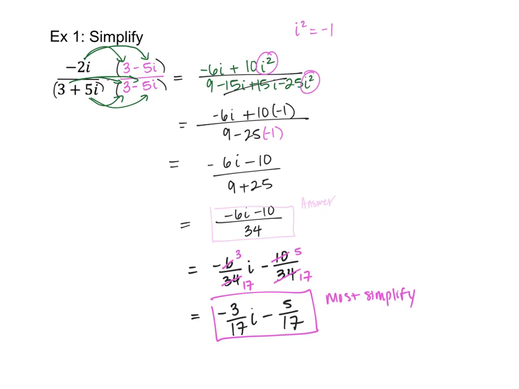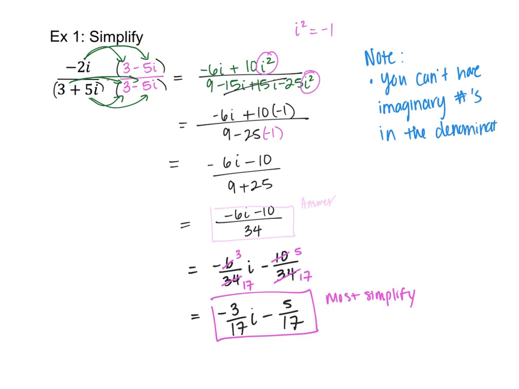So let me just explain what we did. Let me put some notes here. To start this problem, you can't have imaginary numbers in the denominator. Because we had an imaginary number in the denominator, we had to get rid of it.